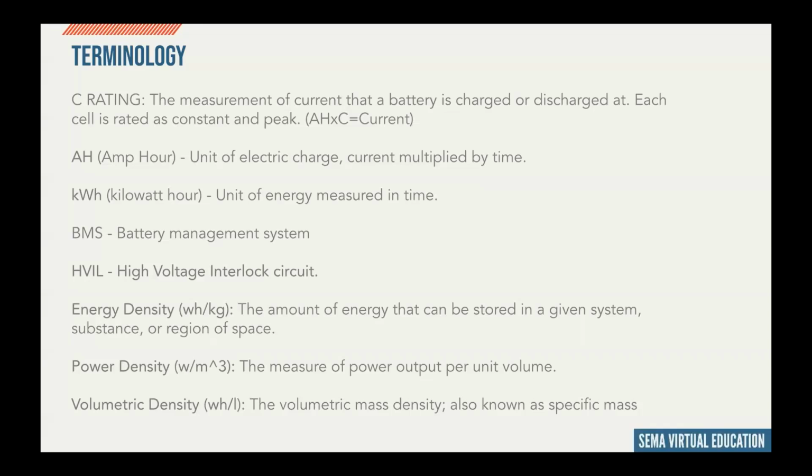But power density is the measure of power units or output per unit volume. So it's going to be a different metric, but it tells us really how much power is available to us within a cell or a module or a pack. The volumetric density is really more about the size and the mass density. So it's also known as specific mass, and it's a little bit less of a common term, but for a lot of battery pack design, volumetric density is considered.